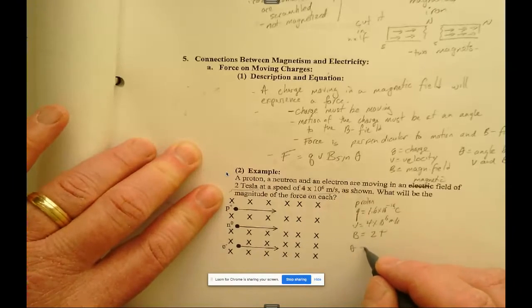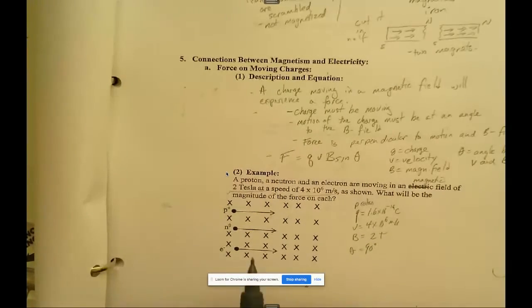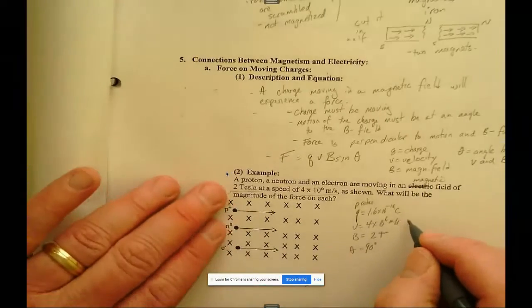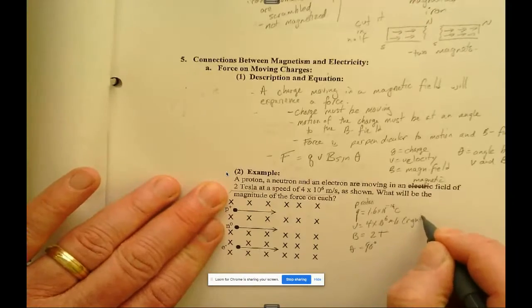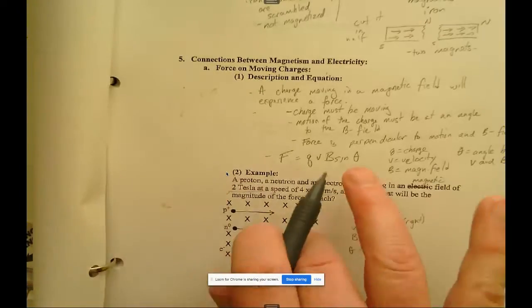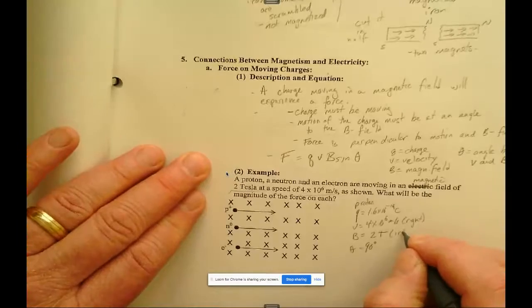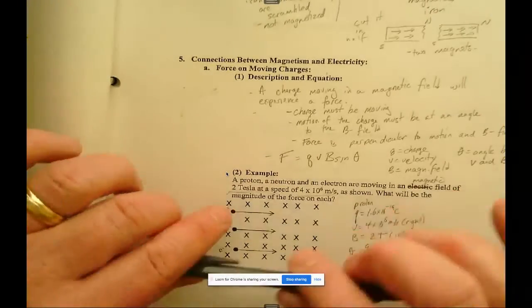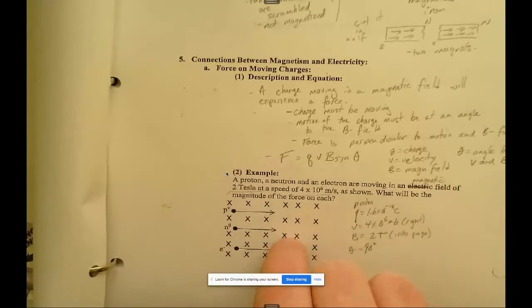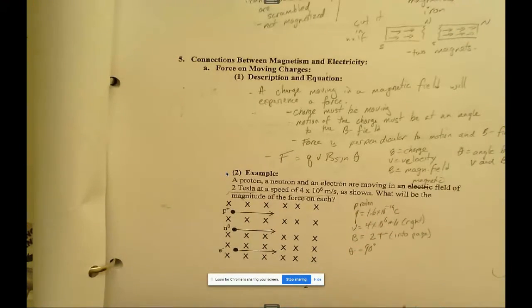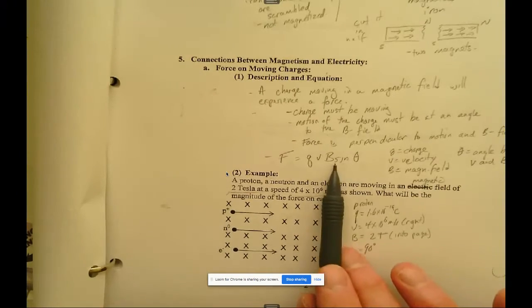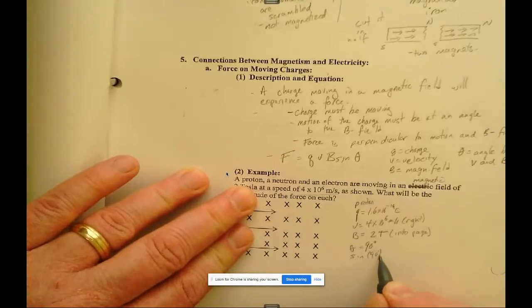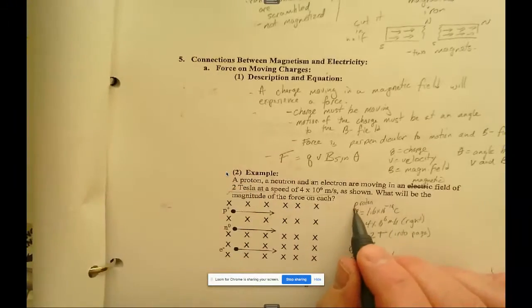And our theta is going to be 90 degrees in this case because this velocity is to the right, and if we remember, the x's mean into the page. Going to the right and going down into the page, those are at right angles to each other. Whenever theta is 90, sine theta is going to equal 1, so I can leave it out of the equation.